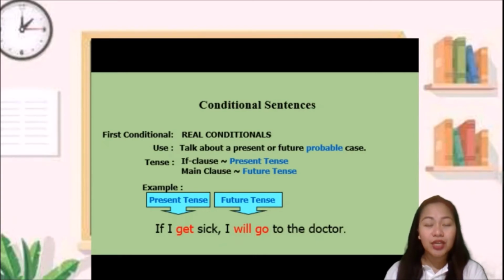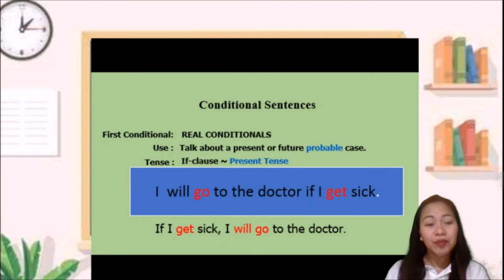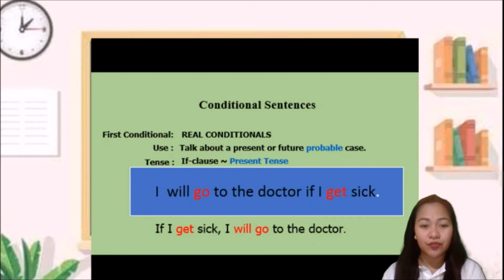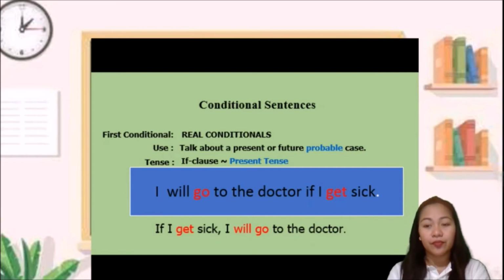Here, we use if plus present simple for the if clause, plus will and the verb infinitive form for the main clause. Remember, you could also have the sentence, I will go to the doctor if I get sick. Here again, you have your main clause followed by the if clause. Do you want to have another example? Alright, here it is.